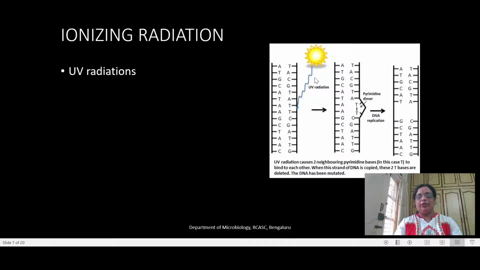So once again I will repeat: once the UV radiation is exposed on the microorganism, this radiation makes a direct hit on the nucleus, a direct hit on the DNA, resulting in the formation of pyrimidine dimers. This pyrimidine dimer interferes with DNA replication. That is, the DNA replication is stopped, which results in the process of mutation, because of which the appropriate protein synthesis is not formed, which results in mutation as well as the death of the organism.